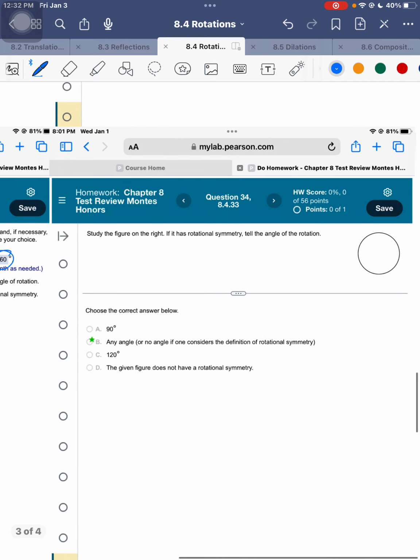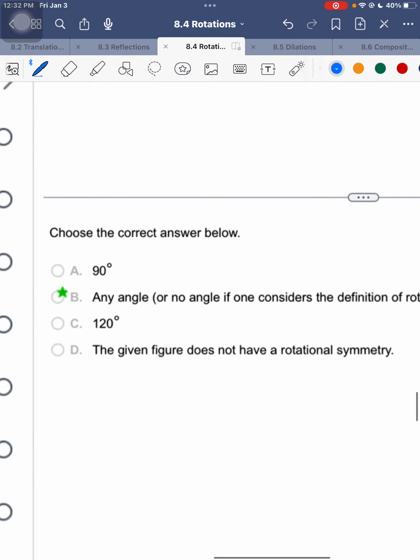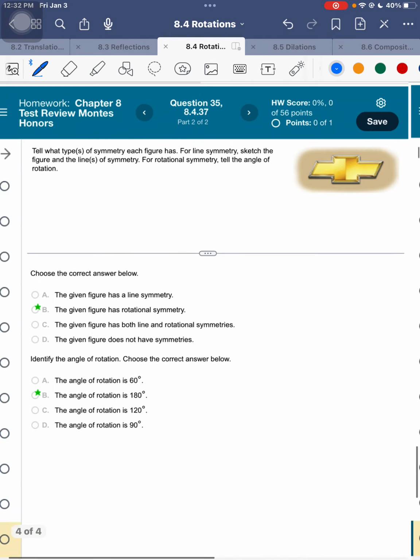Now, let's look over here. Okay, guys, a circle. No matter which way I rotate a circle, it's still just gonna be a circle at the end of the day. So any angle. Any angle, okay?